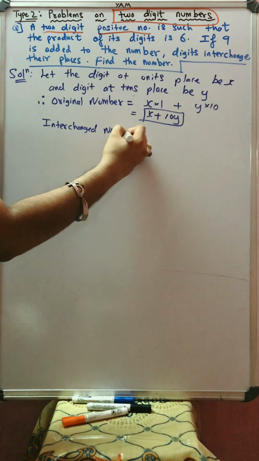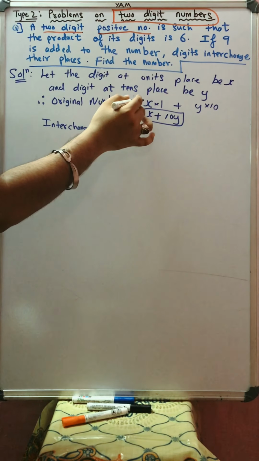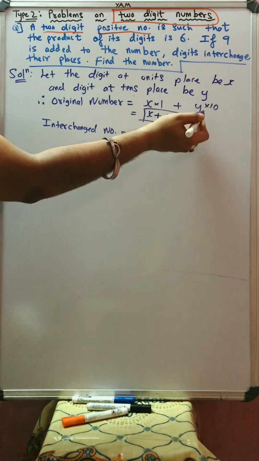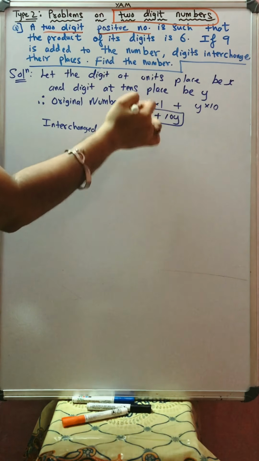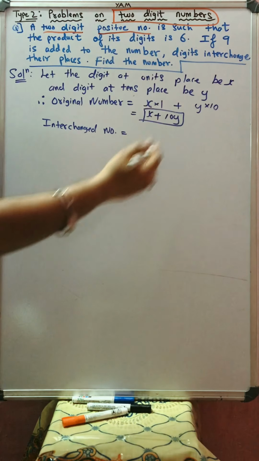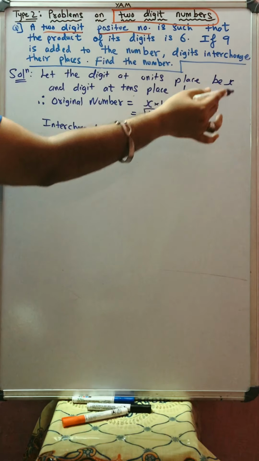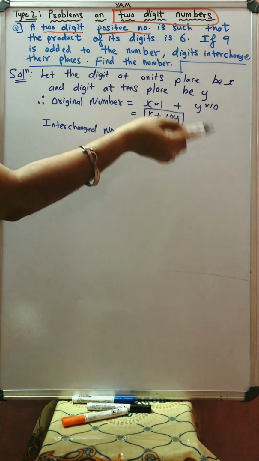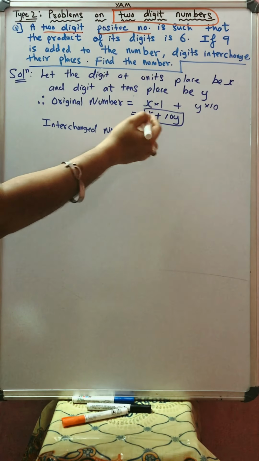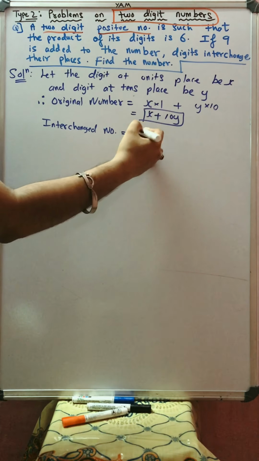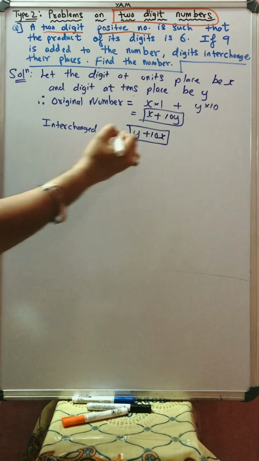Interchanged number means the number obtained when the unit digit becomes the tens digit and the tens digit becomes the unit digit. In other words, x की जगह पे y आ गया and y की जगह पे x आ गया. Earlier x was at the unit place, now x comes at the tens place, and earlier y was at the tens place, so now y goes at the units place. So what will happen? Here it is x plus 10y, so this will become y plus 10x. Just interchange the positions of x and y.